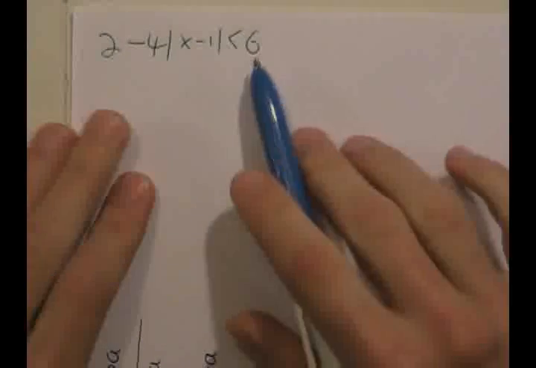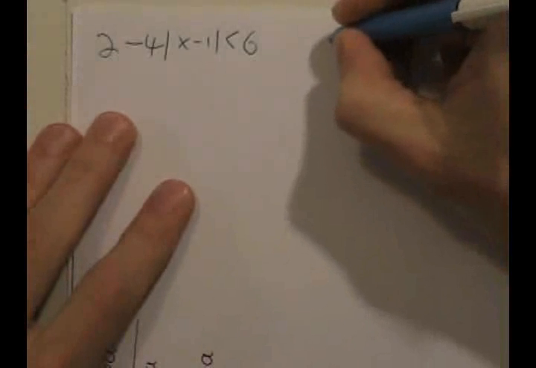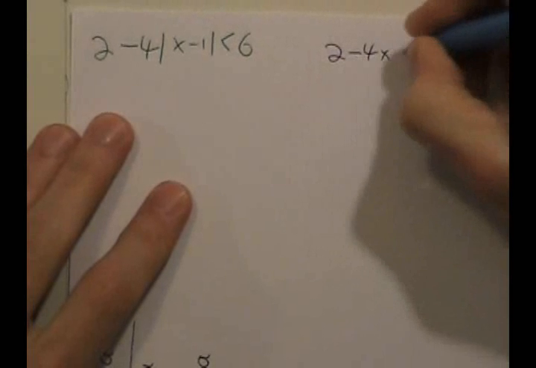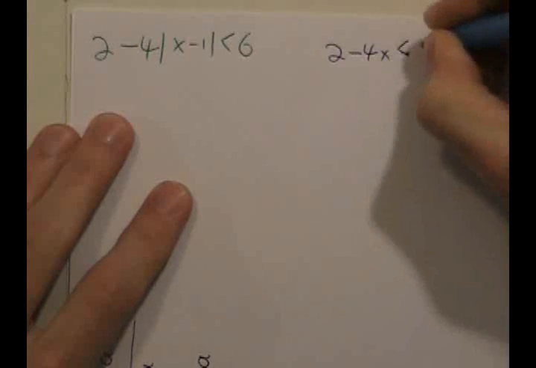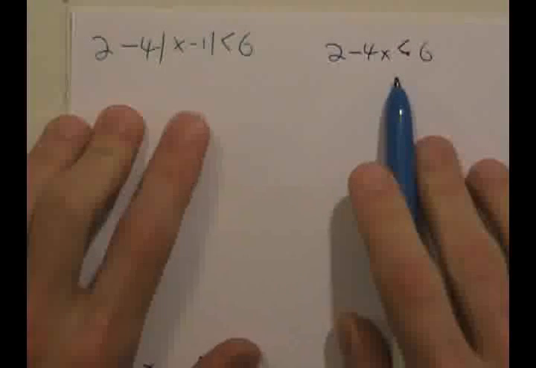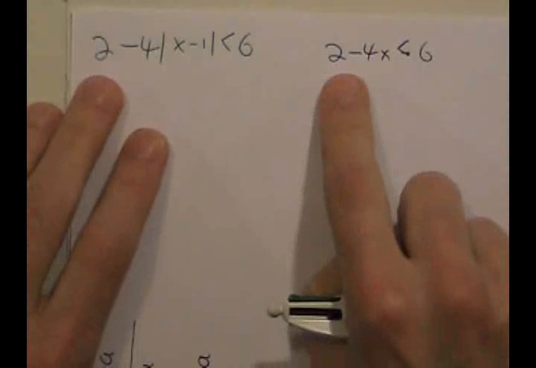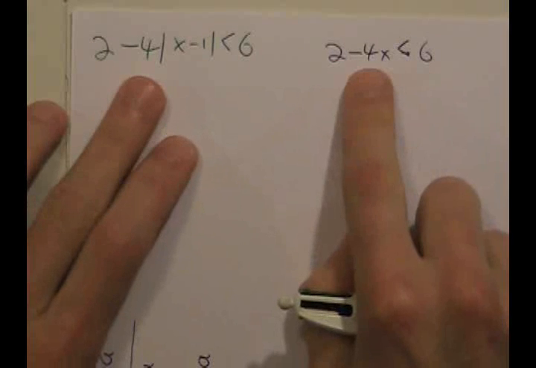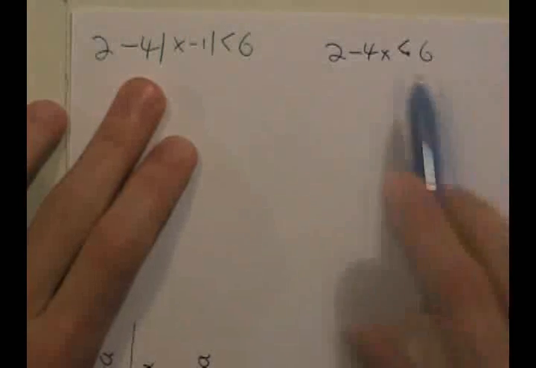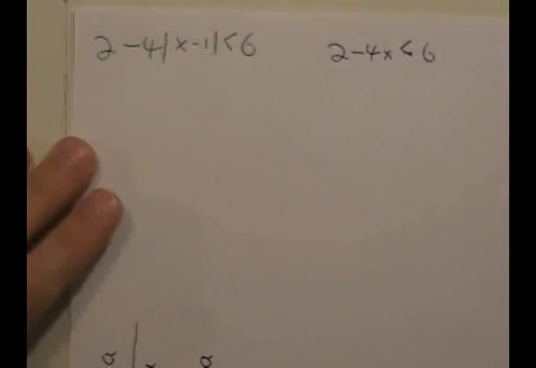So in this case, working towards isolating the absolute value is no different than isolating the x in the inequality 2 minus 4x is less than 6, right? These two are pretty much solved the exact same way. In both cases, you're going to subtract 2 and then divide by the negative 4, right? There's no way to combine these two or anything. You must take away 2 and then divide by the minus 4.